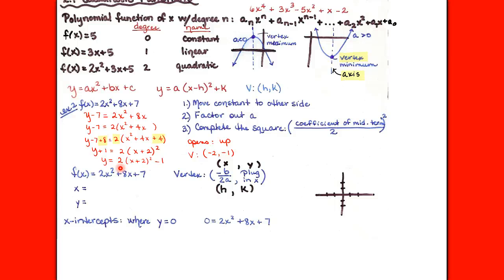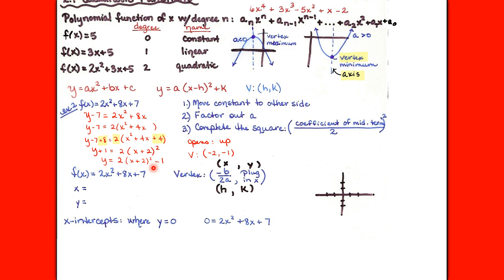Let's go back to that same original equation. F of x is equal to 2x squared plus 8x plus 7. Looking at that equation, I can see that 2 right there. I can see that it opens up and it has a vertical stretch by a factor of 2. I know that already. That literally means the only other benefit of this form was the vertex.